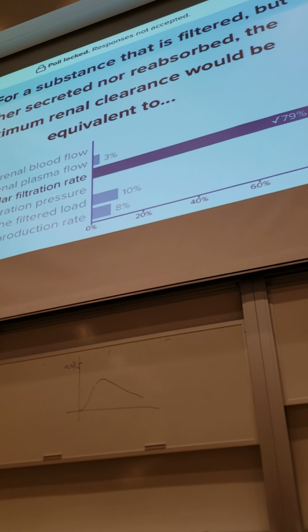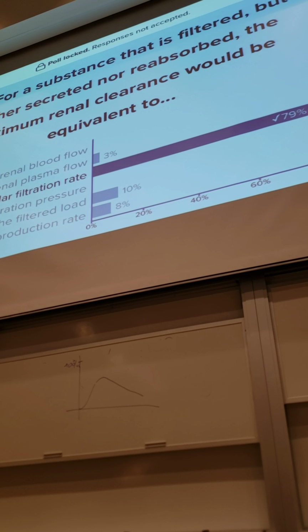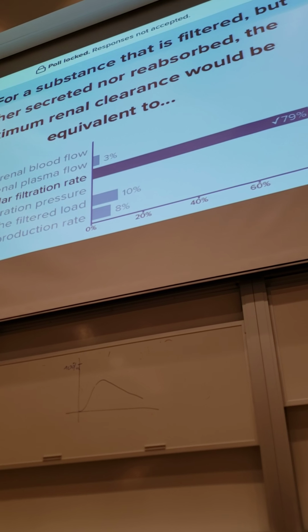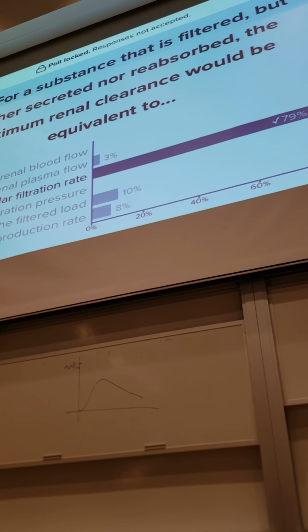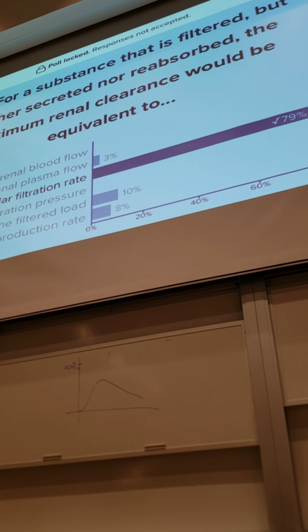Does it make sense that the maximum clearance for a substance would be equivalent to the GFR? No questions about this? So conceptually, we're talking about moving blood plasma into the tubule, right? And whatever ends up there, if all of it leaves the body as urine, whatever substance is in that volume will have been cleared of that volume, right?